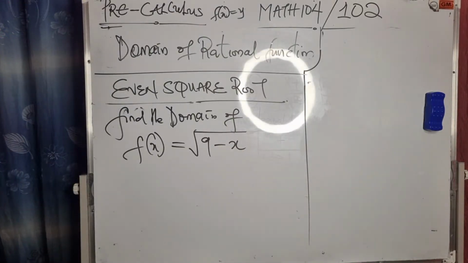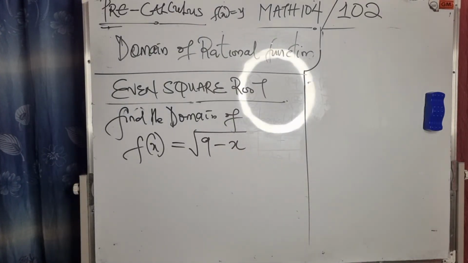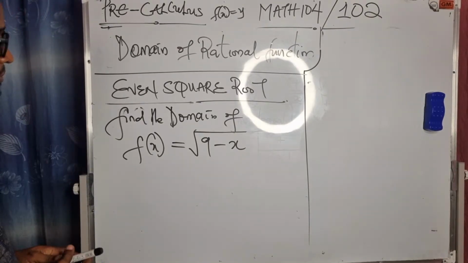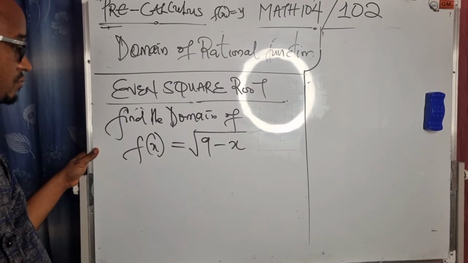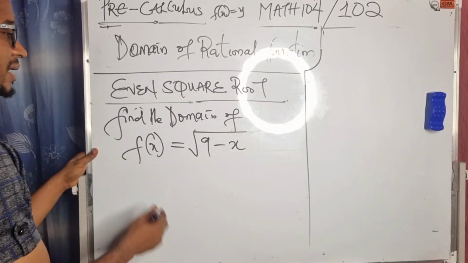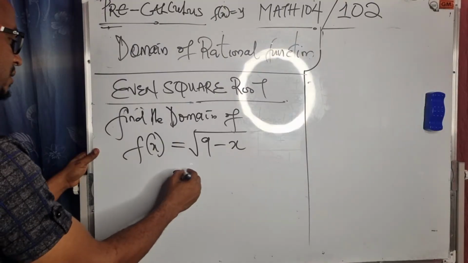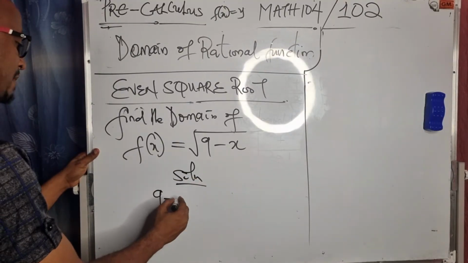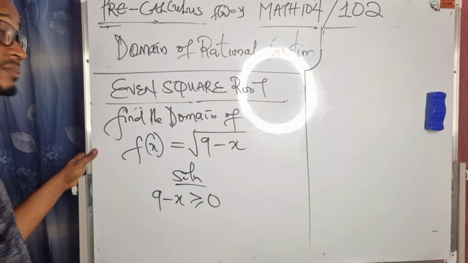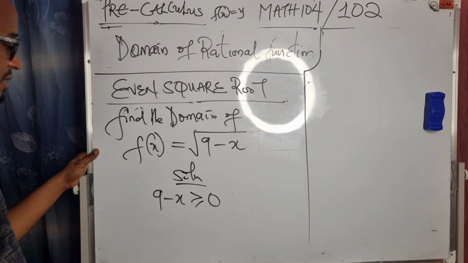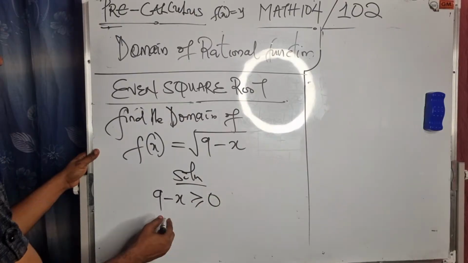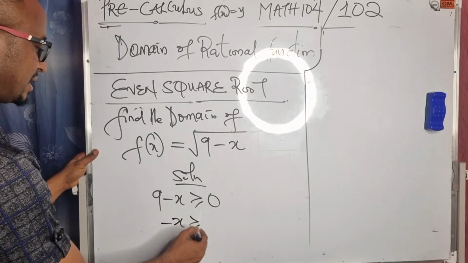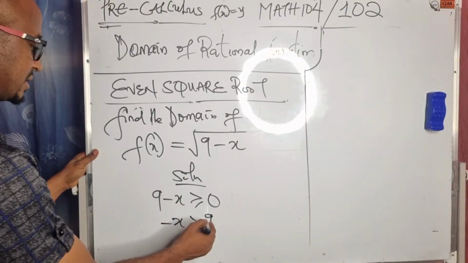Okay, 9 minus x. Now, if you are given this, what we do here is that we have to set the polynomial to be greater than or equals to 0, right? You also have to say 9 minus x is greater than or equals to 0, right? So what we do next is to make x the subject. I can move this 9 to this side. I have minus x is greater than or equals to 9, minus 9, right?